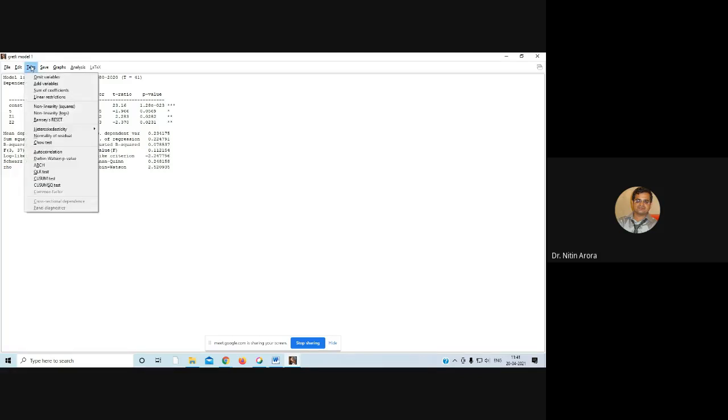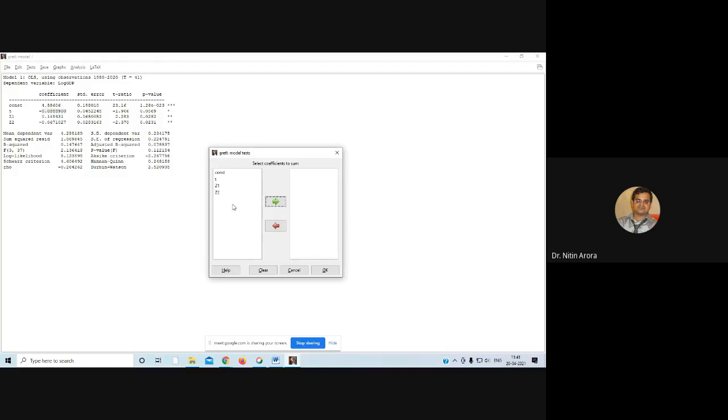Let us go to the test menu in the result window. In the test menu, we have sum of coefficients. Which sum do I need now? You tell me what sum I require for the 1985 growth rate period to compute the growth rate, alpha 1 and alpha 2. Yes, ultimately it is the sum of T and Z1, right? I want to compute the sum of the coefficients of variables T and Z1.